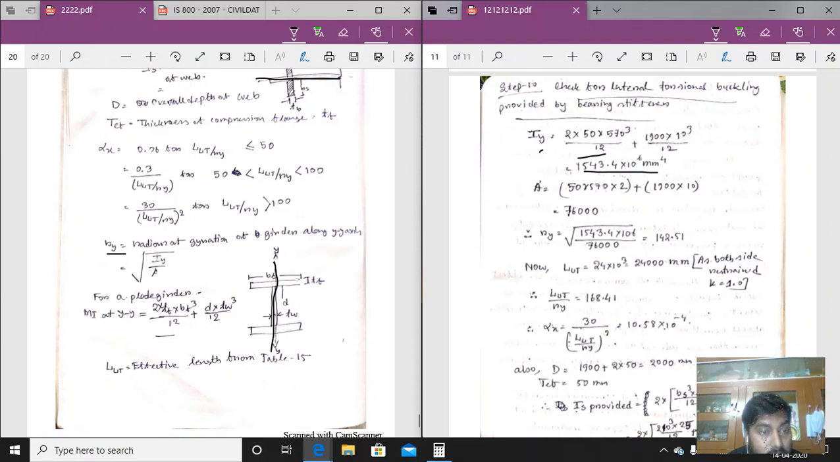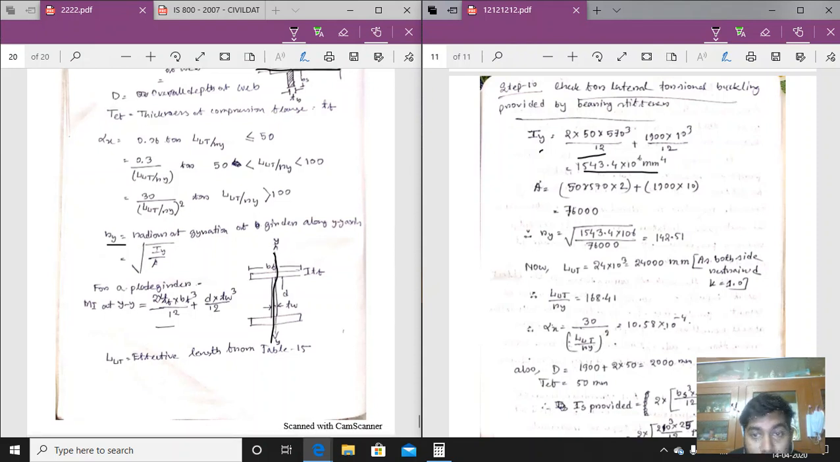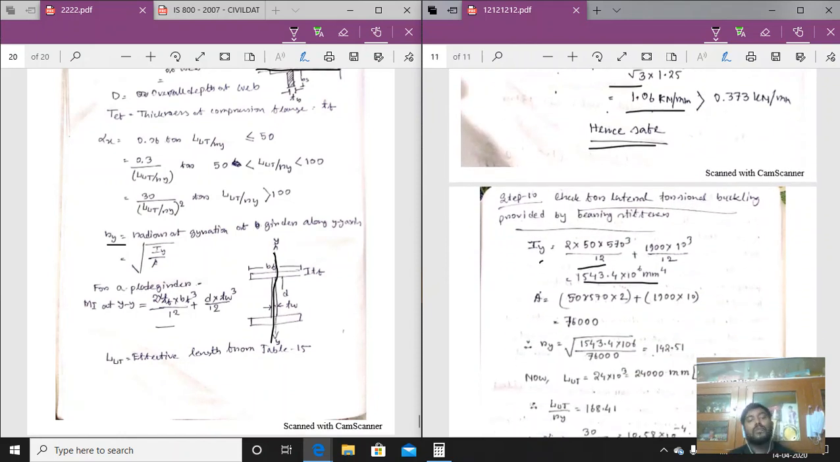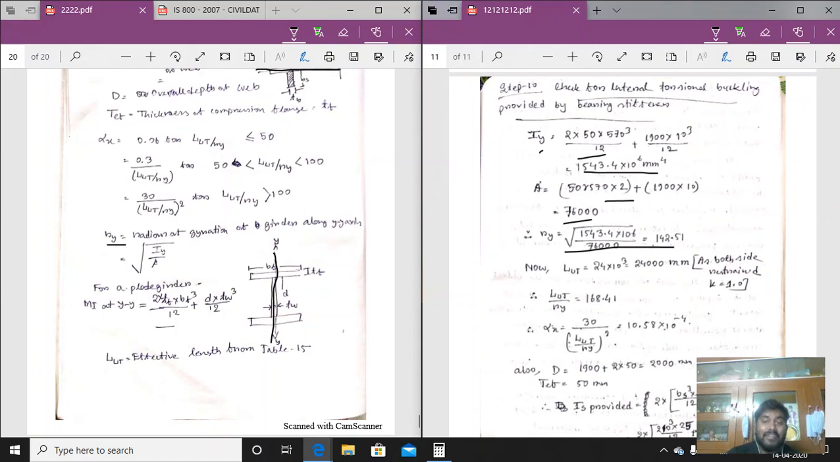So A equals, this is the value, and A equals 550 into total area, that is BF into TA plus 2 into BF into TA plus D into TW. Putting all the values we are getting 76,000. So Ry we are getting 142.51. Now LLT, that is the effective length from Table number 15.